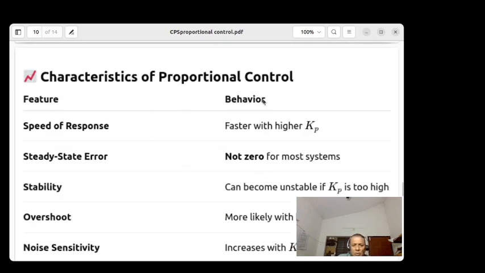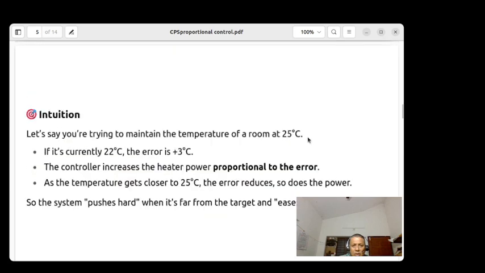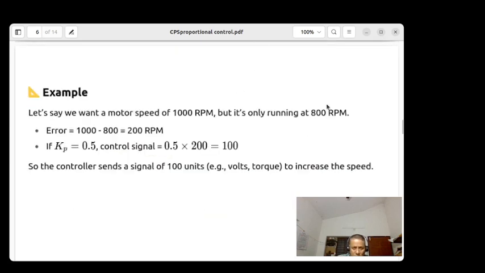Then the characteristics of the proportional controller. The speed of response will be higher with the higher Kp. Previously we have seen, we are setting the RPM at 1000. If Kp is lower, the change is only 100 RPM. But if Kp is higher, it may reach 1000, or sometimes it may overshoot to more than 1000.